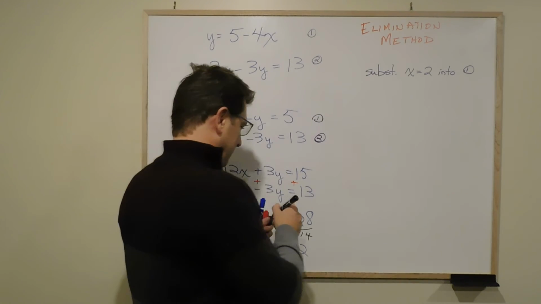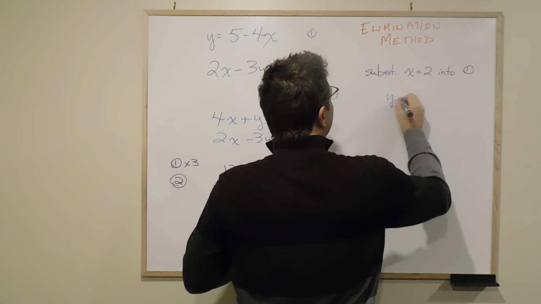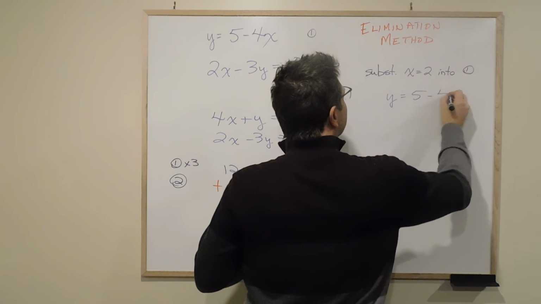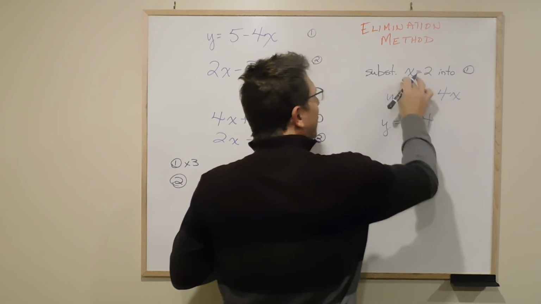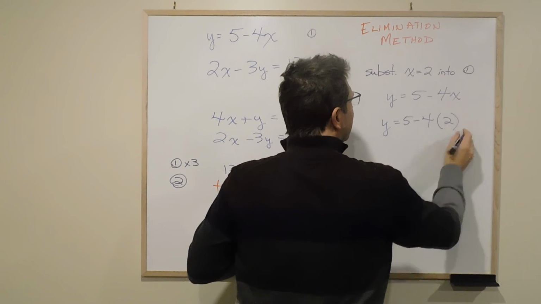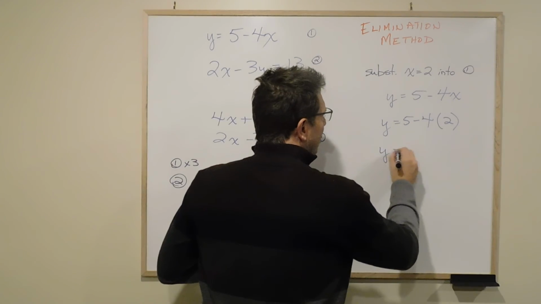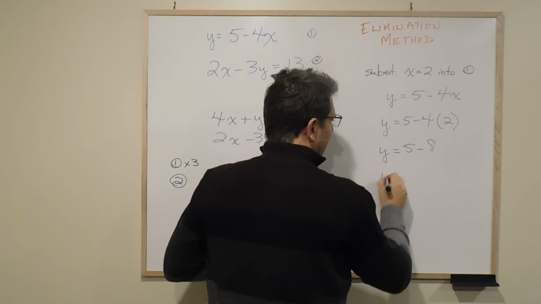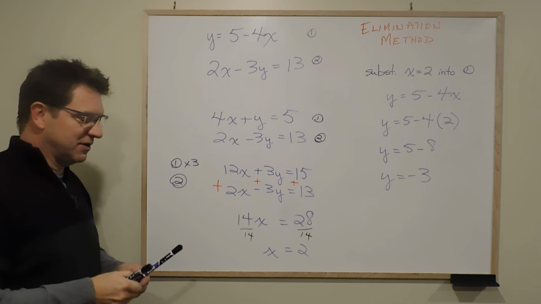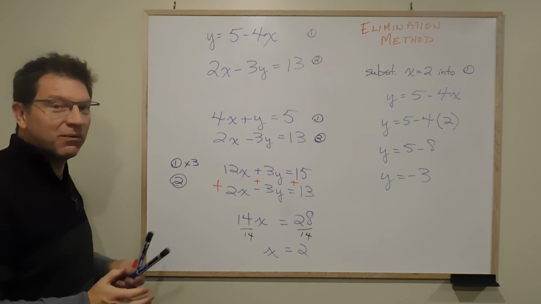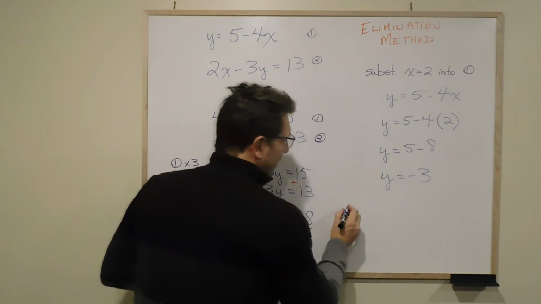So here we go. We have y equals 5 minus 4x. y equals 5 minus 4 times x, and x is 2, so we put a 2 in to replace the x. y equals 5 minus 8. And therefore we have y equals -3, which, if you look at the slide, 2 and -3 is exactly what we wanted for an answer. So we know it's correct, 2 and -3.